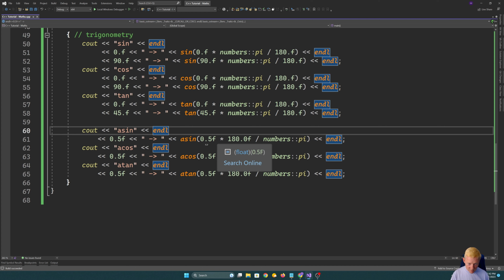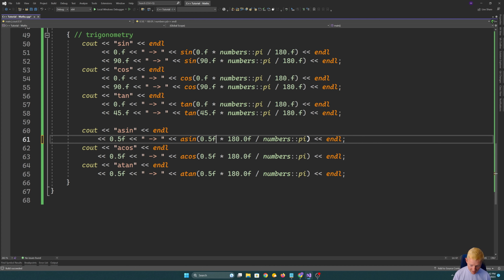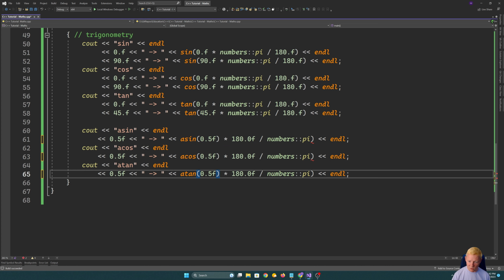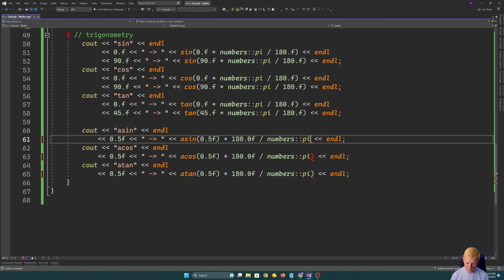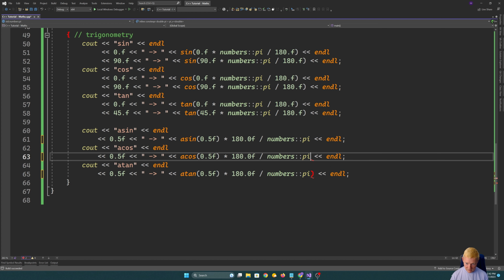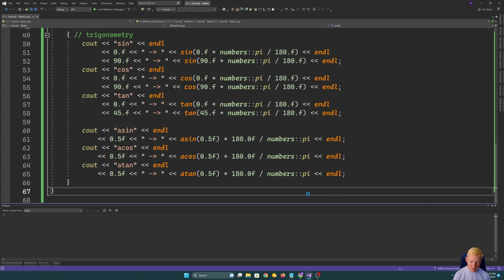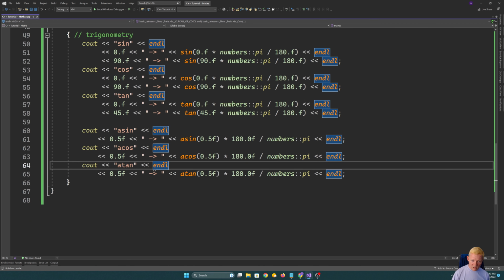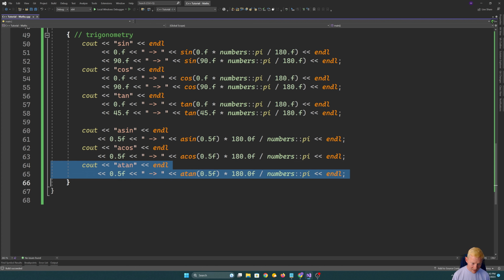So we've set those up there, but the thing we need to fix up is we've put the scaling in the wrong spot. So we just move that out of it, like that. Now we run it. So see, asin of 0.5 is giving us 30, whereas for acos it gives us 60 degrees. For atan, it gives us 26.5 degrees. So that's looking good.